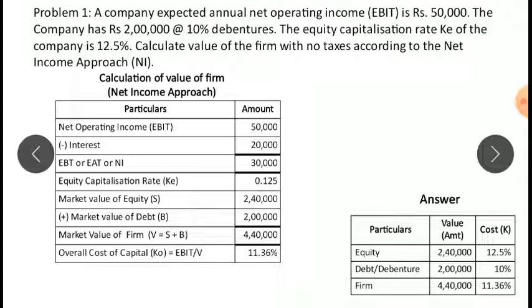Because it is to find out the value of the firm, we need to know the value of the firm. The value of the firm is 4,40,000, and what we have spent for value of the firm is 11.36 percentage, and the debenture or debt which is already given in the problem is 2 lakhs and 10 percentage. For equity, the 12.5 percentage which is given in the sum, we have found out 2,40,000 as the value of equity.